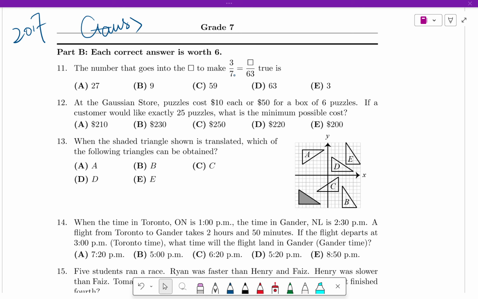63 is. So we can see that we multiply by 9 to the denominator, which means we need to do the same operation to the numerator, which would give us 27.